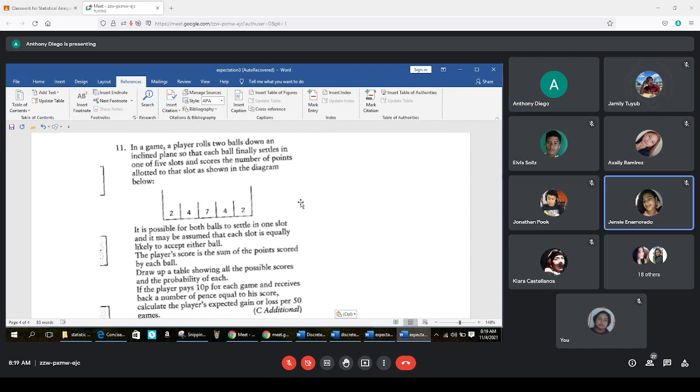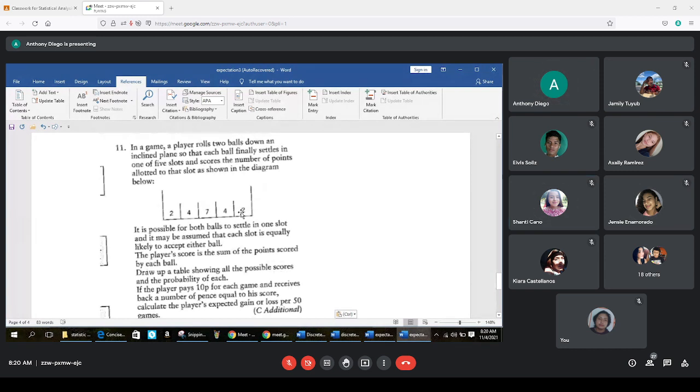On 7, sir? Remember, there are 2 balls and these are slots. If both balls drop within the 7, then we get a score of 14. If a ball drops in 4 and 7, we get a score of 11. If we drop in 2 and 2, we get a 4, and so on. So the score is the sum of the slots in which the balls fall. Are we clear with that? Yes, sir. Yes.